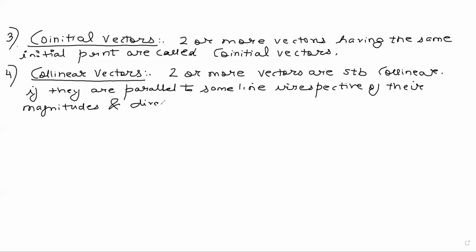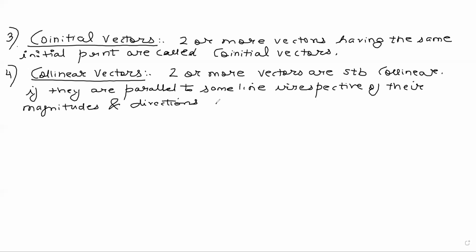Irrespective of their magnitudes and directions. So two or more vectors are said to be collinear if these vectors are parallel to one common line, irrespective of their magnitudes and directions. That means in collinear vectors, it doesn't matter what the magnitudes of the vectors are or in which direction they are going. All that matters is that collinear vectors are parallel to the same line.